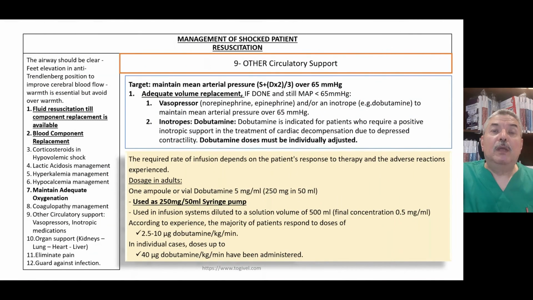Now, other circulatory support is the vasopressors and the inotropes, and this is usually given by the anesthesiologist. Dobutamine is the best vasopressor to be used in shock, and it has to be individually adjusted. We use it as 250 milligrams per 50 milliliter syringe, and we use it as infusion, with infusion systems. The dose is quite variable, and every patient needs a different dose, but usually patients respond to a dose of 2.5 to 10 micrograms per kilogram per minute.